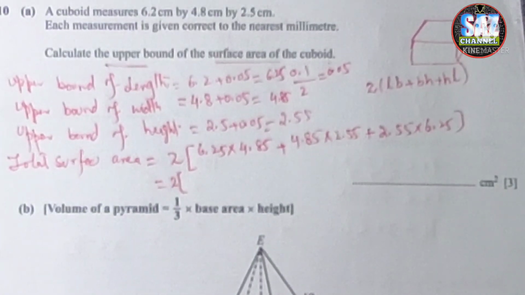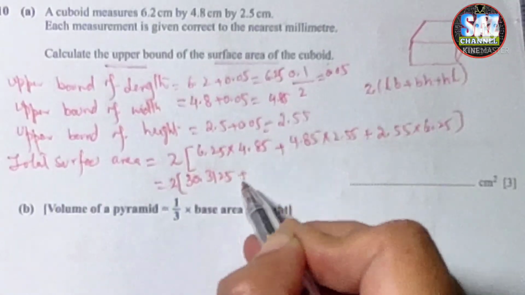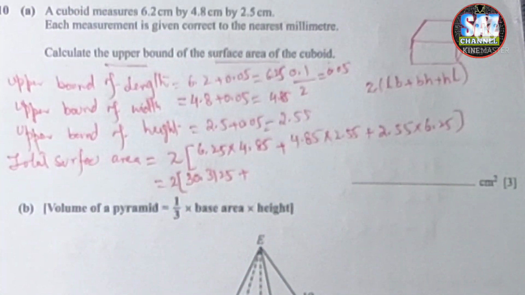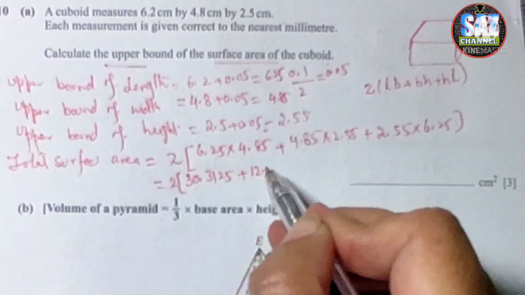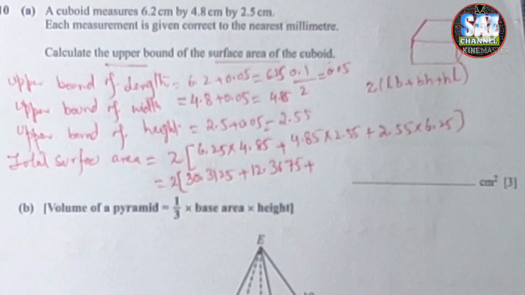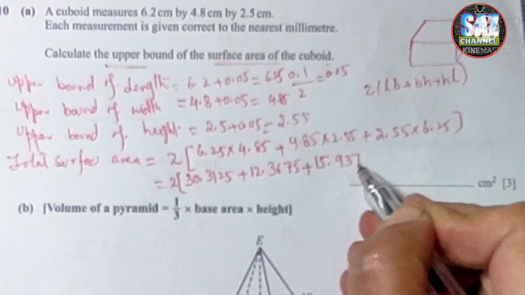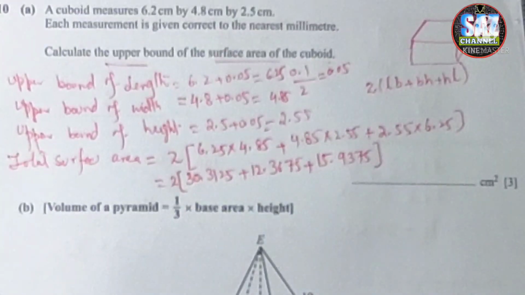6.25 multiplied by 4.85 gives me 30.3125, plus 4.85 multiplied by 2.55, and this gives me 12.3675, plus 2.55 multiplied by 6.25. This is a 3 marks question, so you must perform all necessary working in the answer space. This will be 15.9375. Okay, now add up all the values.